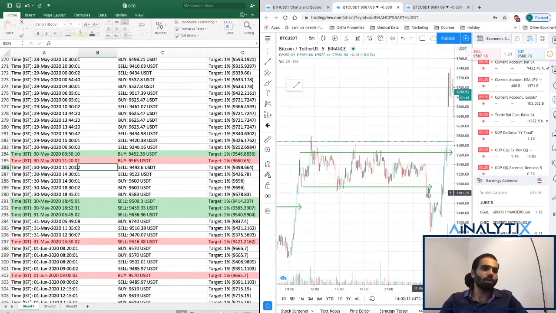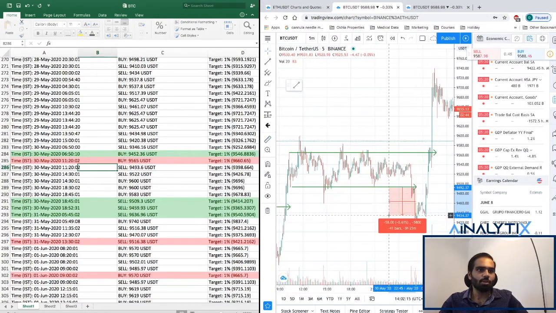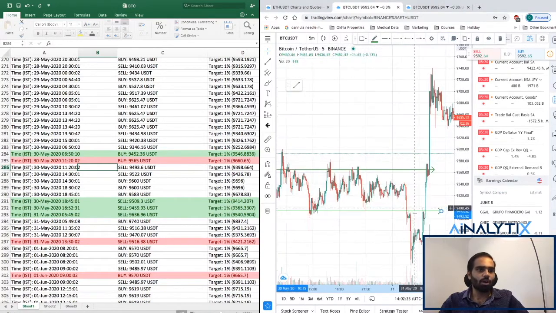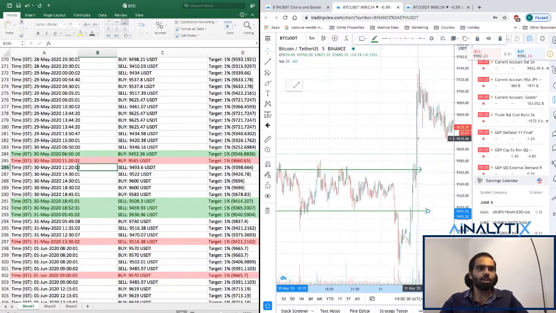So if you don't even follow the signals and you just mark the levels, you can trade yourself as well, and you'll probably make good profits on this as well. So as you can see here as well, once these levels are broken, they give a good 1% movement. Definitely 1% downwards and 1% upwards. So it's up to you.